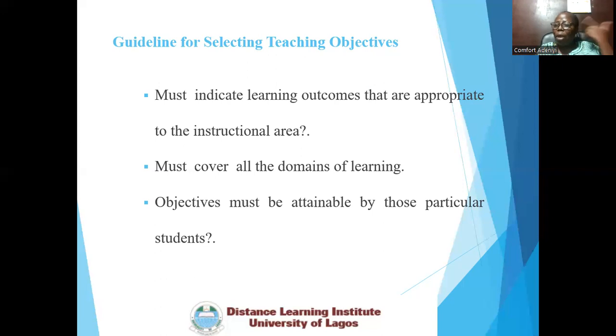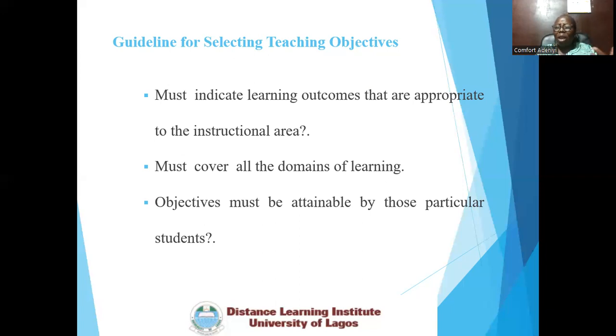Some are good in the cognitive aspect, while some are very good in the psychomotor aspect. But if you stop at the cognitive level, it doesn't mean that you'll be shortchanging those in the psychomotor or affective level. So an objective must also be attainable by those particular students it is meant for. That is, it must not be too difficult for them to comprehend. Neither must it be too easy.